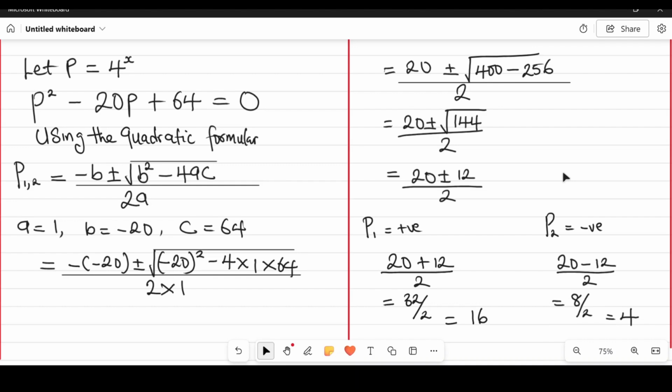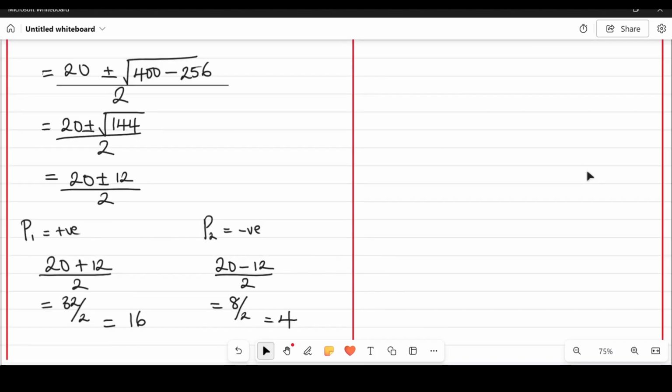So we proceed to our substitution. Now, if you recall, we established that p should be equal to 4 raised to the power x. Now we have two values of p. So for p equal to 16, we have that 16 equal to 4 raised to the power of x.